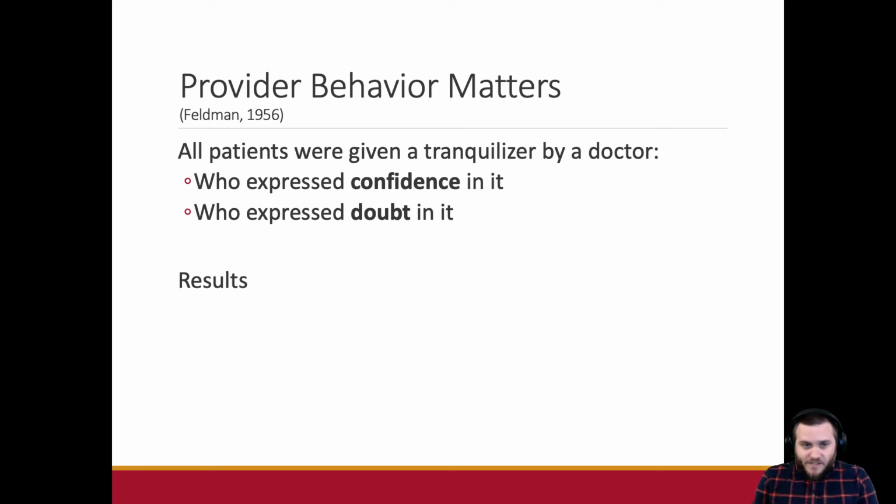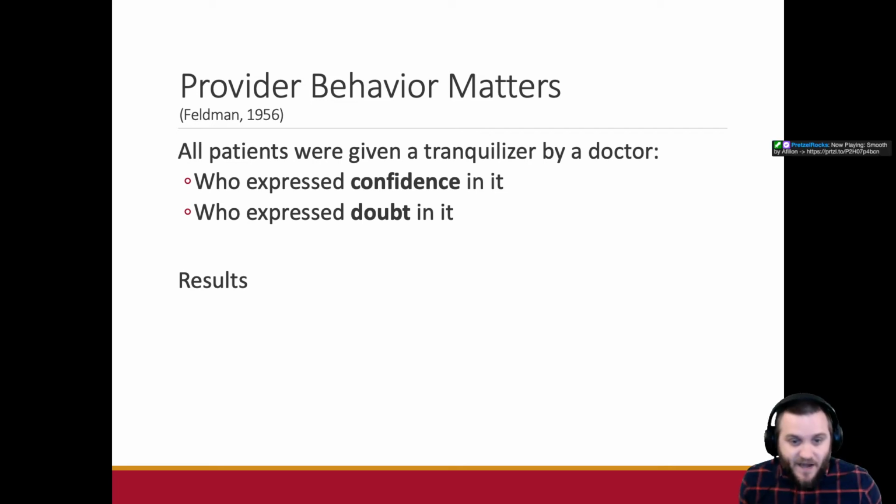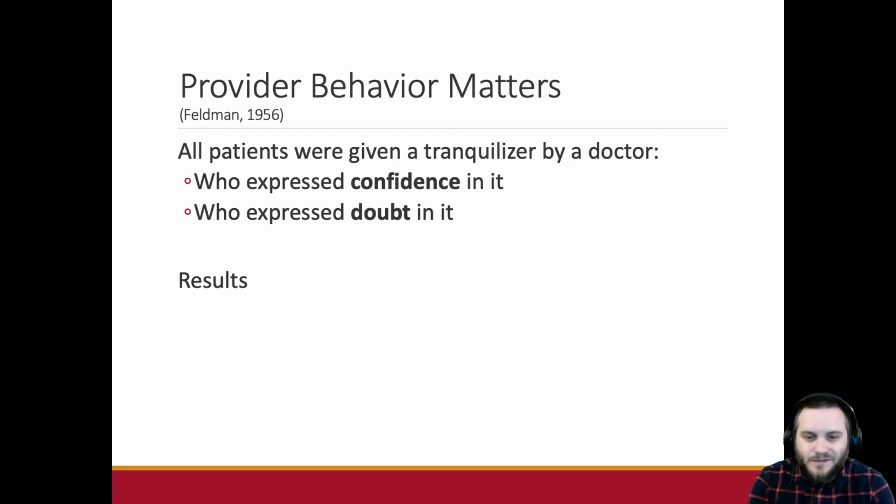Patients were given a tranquilizer by a doctor. Chlorpromazine was the tranquilizer. This was given to help people deal with anxiety, I imagine, back in 1956. So, one doctor said, yeah, this is amazing. It'll do what you needed it to do. And then there was another doctor who said, I don't know if this is going to do anything about it, right? So when the doctor expressed confidence in its effectiveness, it was found effective.